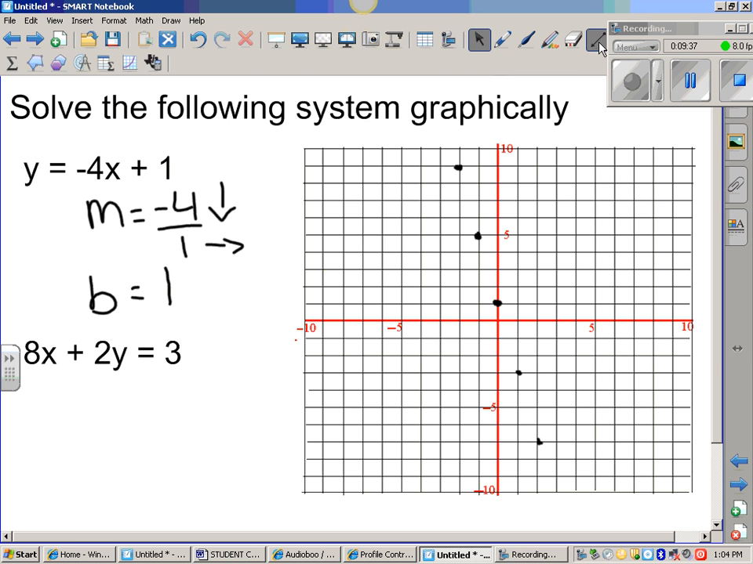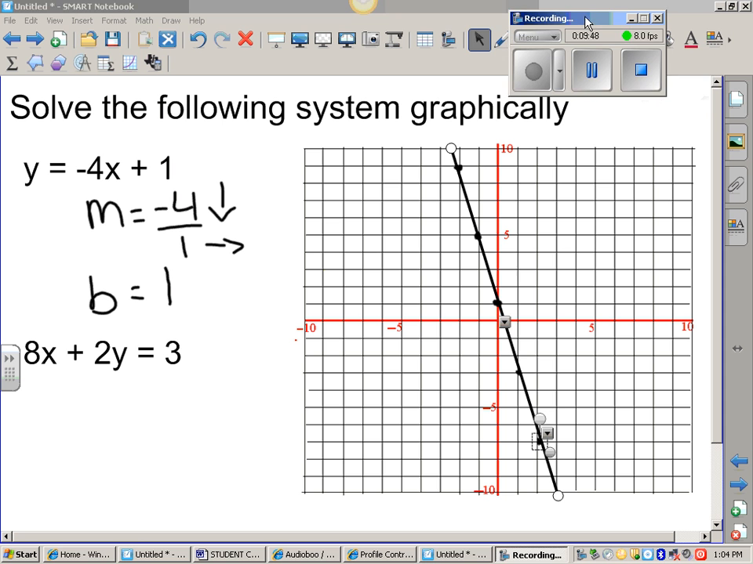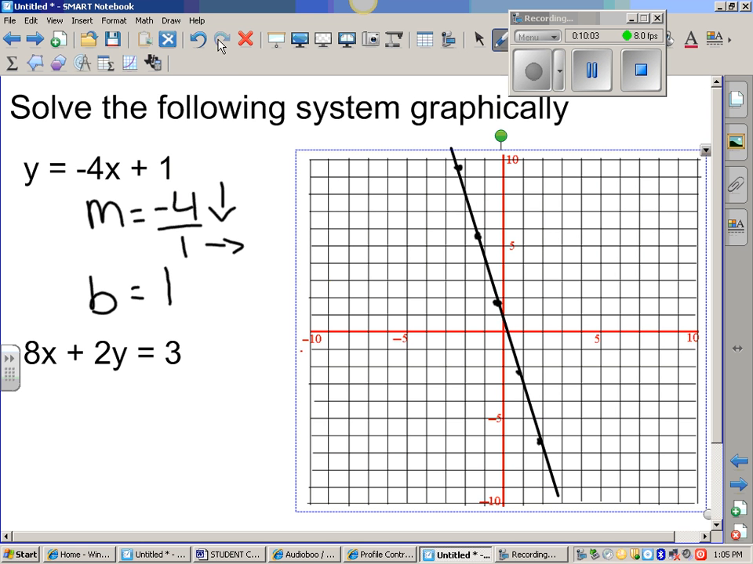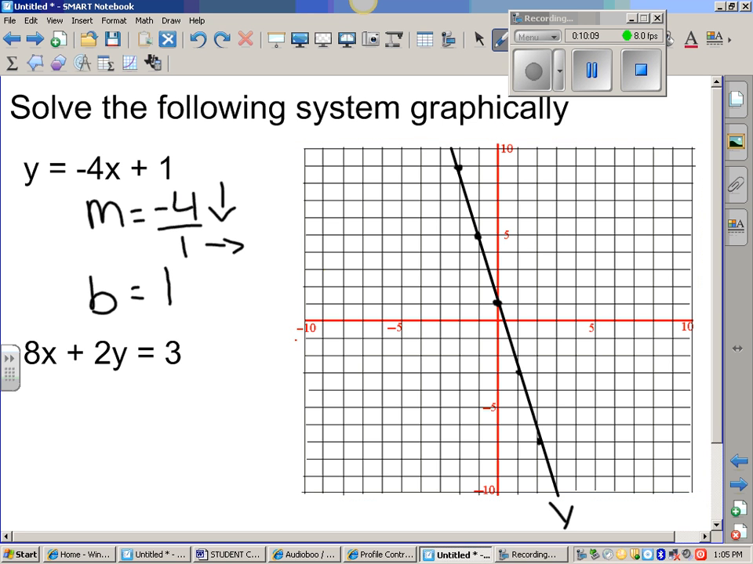Now you draw your line. What do you have to remember to do once you draw your line? Write the equation next to it. So y equals, right on the bottom. Okay. y equals negative 4x plus 1.